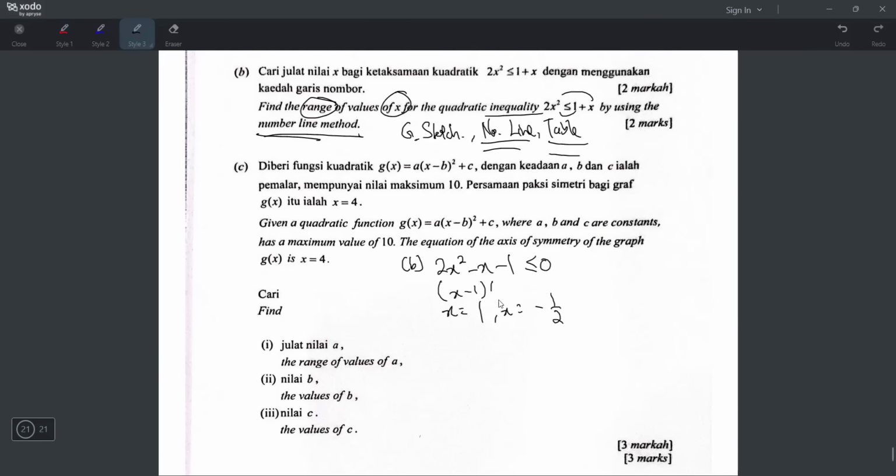And then this one is x minus 1, this one is 2x plus 1. This one all of you know, right? Okay, but this one you have to write smaller equals 0, right? But the equal here, you don't change to smaller. This equal has to be smaller.